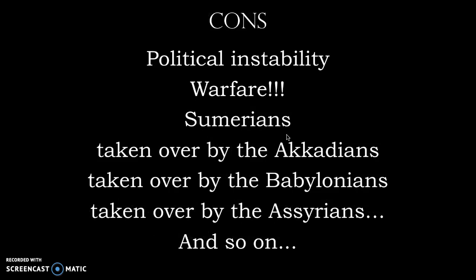Unfortunately, it's still not a wonderful area to live or to be alive during this time. We have a tremendous amount of political instability, not unlike today, and there's constant warfare from outside sources. We'll begin taking a look at the Sumerian culture, but they're quickly taken over by the Akkadians, who are then taken over by the Babylonians, and then we have the Assyrians, and so on.